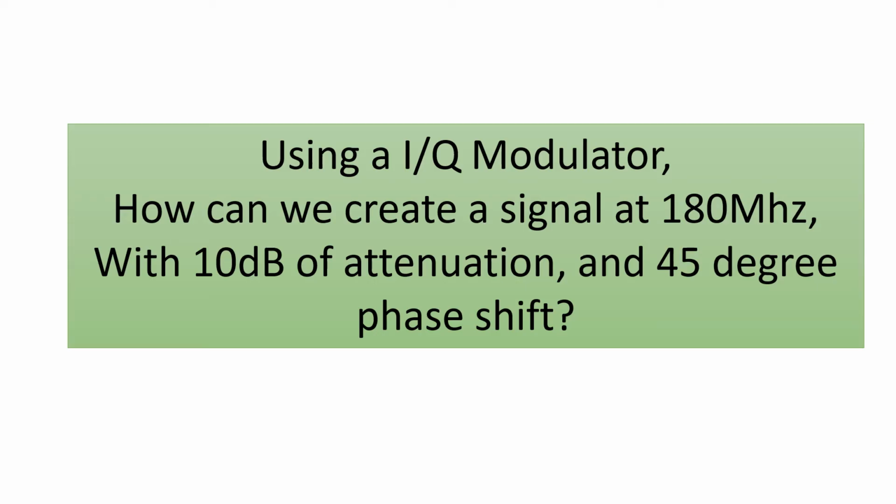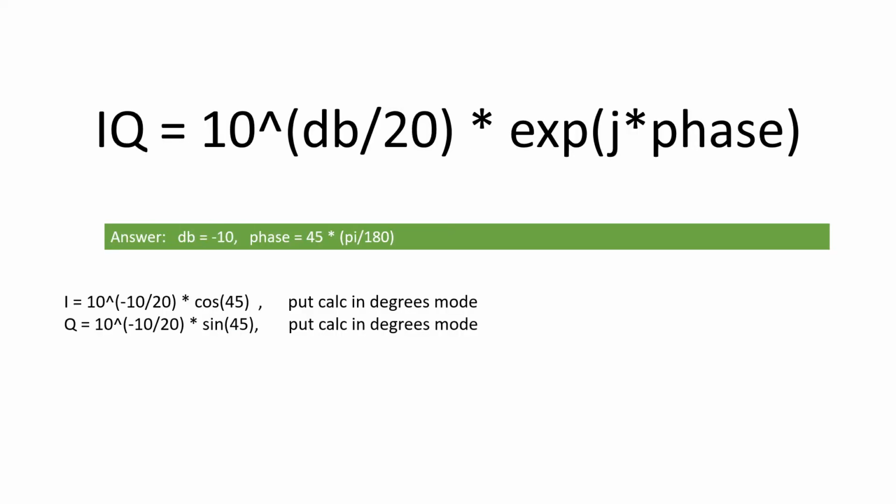So let's just go right into an example. Let's say we want to create a signal at 180 megahertz, and we want to apply 10 dB of attenuation and give a 45-degree phase shift. Here's the equation of how we do that, and here's explicitly how we break out the I and Q numbers. So chug those in your calculator, and those are the I and Q numbers that, if you presented them to an IQ modulator, would attenuate the signal by 10 dB and put in a 45-degree phase shift.